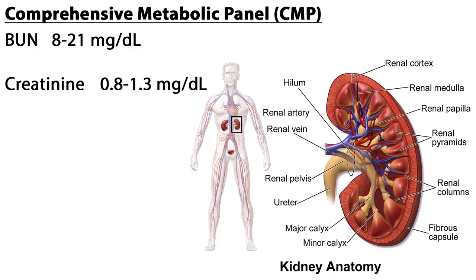Creatinine is also an indicator of how well the kidneys are working. Creatinine is a waste product produced by muscles breaking down creatine, which is then filtered from the blood by the kidneys and released in the urine. Normal creatinine blood level is 0.8 to 1.3 milligrams per deciliter.